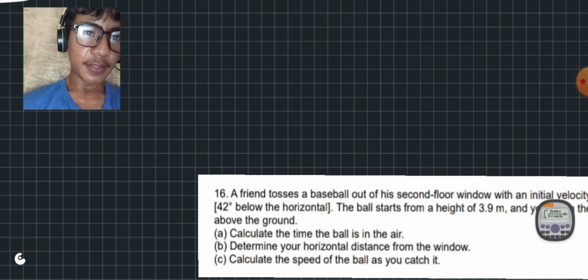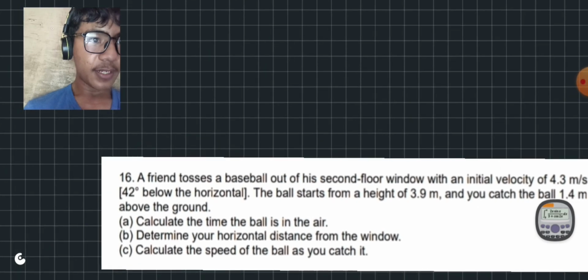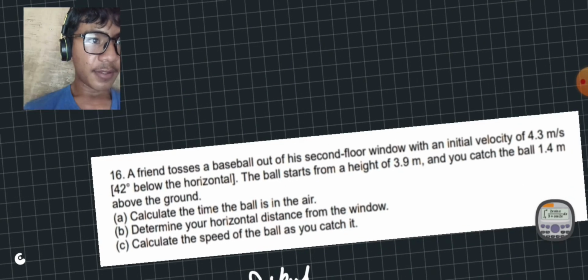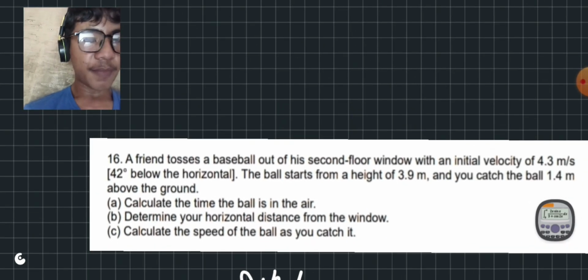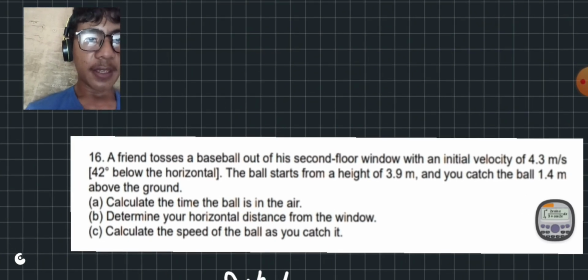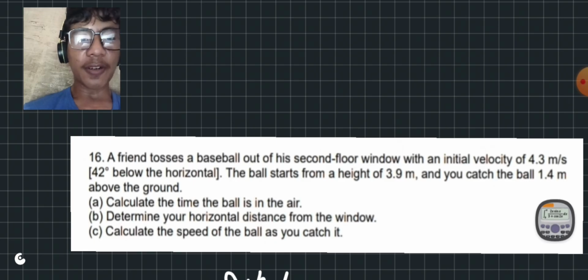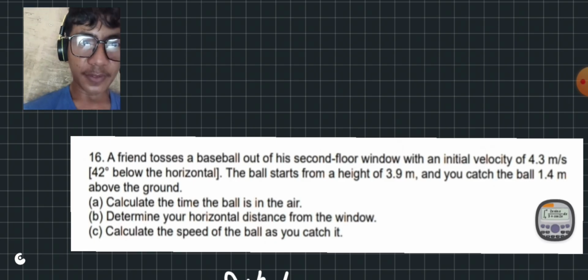A friend tosses a baseball out of his second floor window with an initial velocity of 4.3 meters per second, 42 degrees below the horizontal, and the ball starts from a height of 3.9 meters, and you catch the ball 1.4 meters above the ground. So the tasks are: calculate the time the ball is in the air, determine your horizontal distance from the window, and calculate the speed of the ball as you catch it.